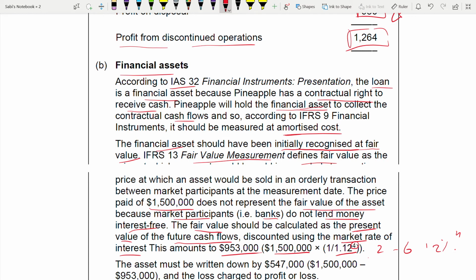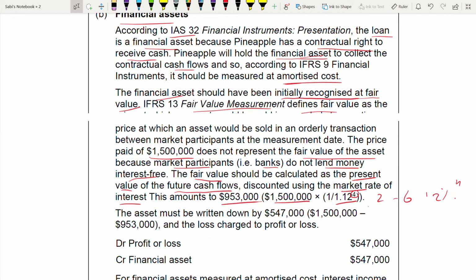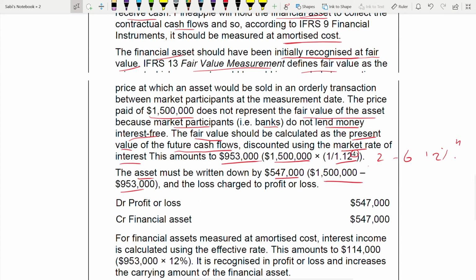Understood? So that means you have to bring down this asset. Already you have recognized 1.5 million. Bring this down to this. The difference between these two, you have to write it down. How are you going to write it down? It's a loss. There will be a loss. The loss will be charged in the profit and loss account. Debit this much and credit the financial asset, because the financial asset value will go down by this amount, 547.